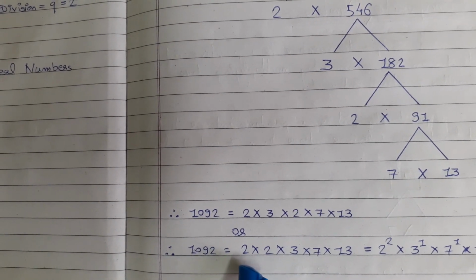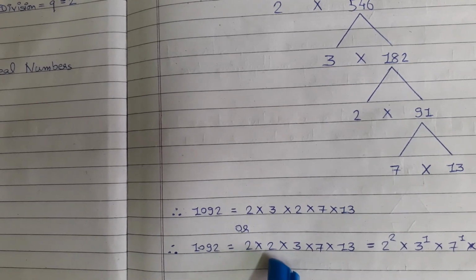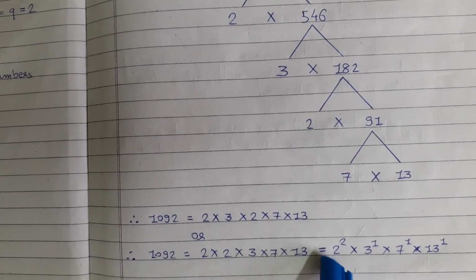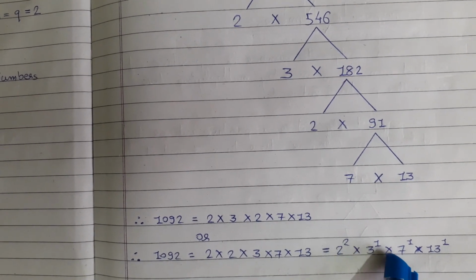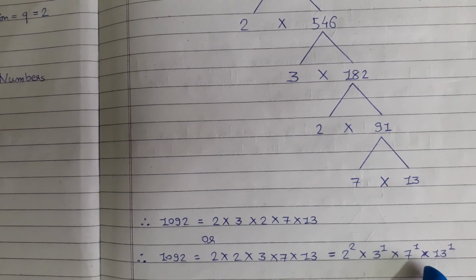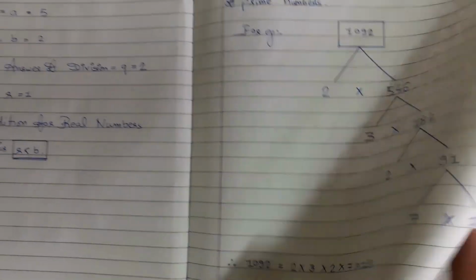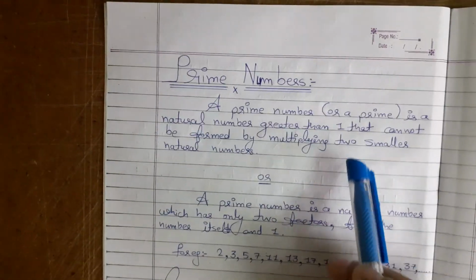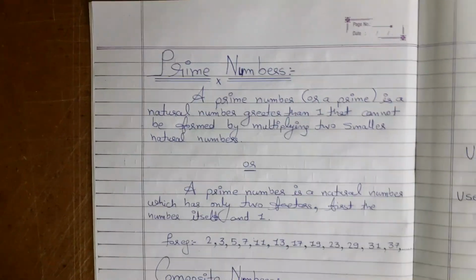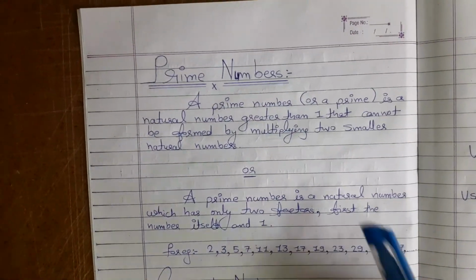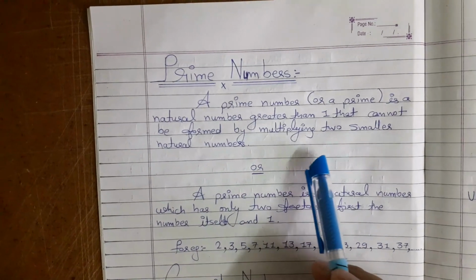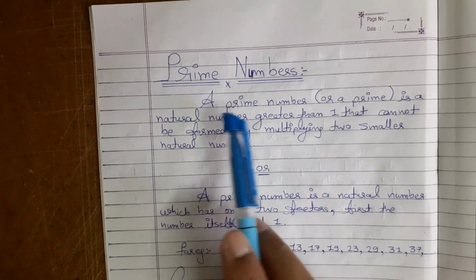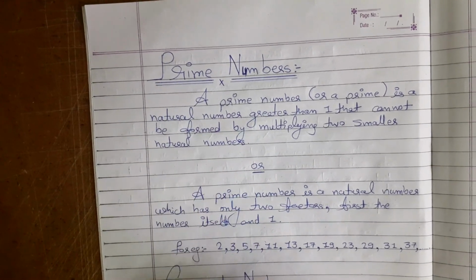Side by side we get 1092 as the multiplication of 2 into 2 into 3 into 7 into 13. The final answer is 2 raised to 2 into 3 raised to 1 into 7 raised to 1 into 13 raised to 1. Thus here we know that 2, 3, 7, 13 are all prime numbers. So we will study the main property of prime numbers. Prime numbers are the numbers which have only two factors.